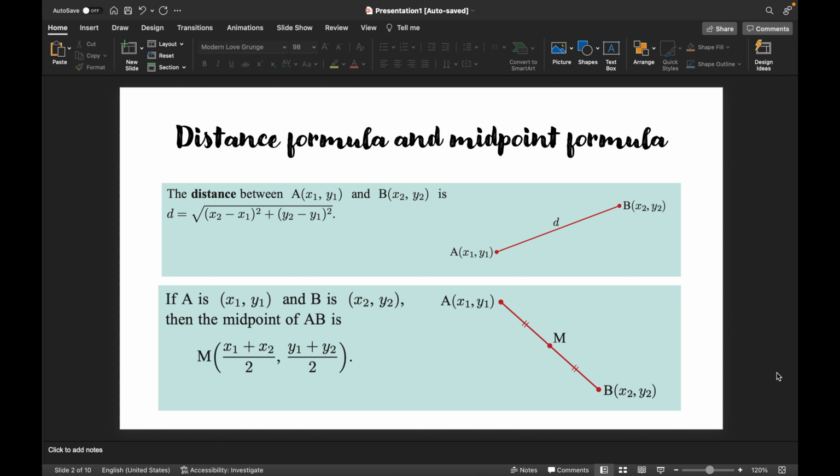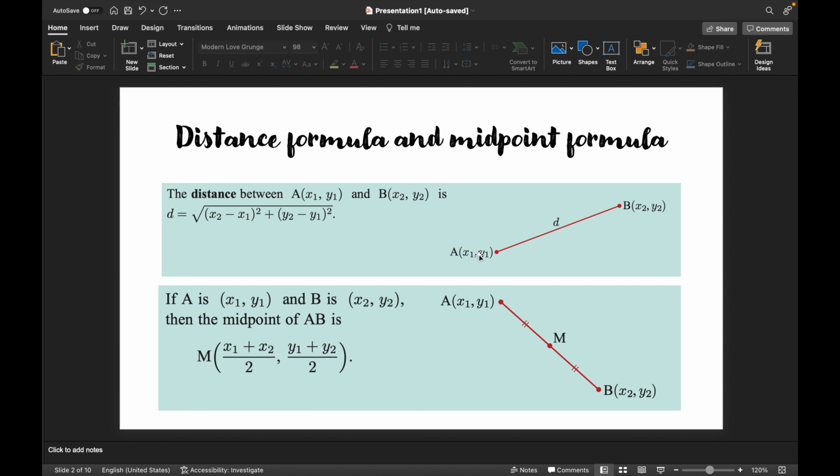So the first one is the distance formula. We can find the distance if we know the coordinates of 2 points. So if we have that, then we can find the distance between those 2 points. If you apply this formula, d equals the square root of (x2 minus x1) whole square plus (y2 minus y1) whole square, you will get the distance between 2 points. If you think about this, it actually makes sense, you know.